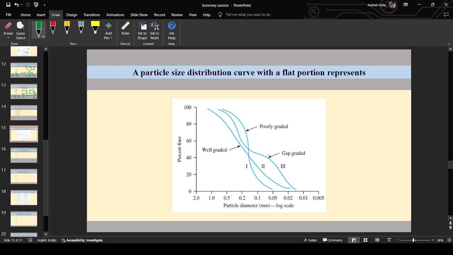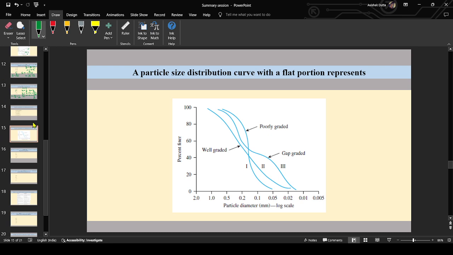Okay. Now what is gap graded soil? You can see there is almost a flat portion. Now what does the flat portion indicate? Here we can see 0.05. If we draw a graph, we can find the percentage finer. And then from 0.1, if we draw the graph, we will find the same percentage finer. That means that particular size between 0.1 and 0.05 is actually absent in that particular soil. So the graph has become flattened.